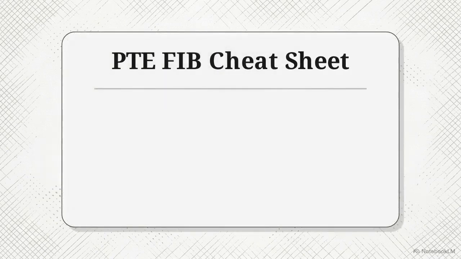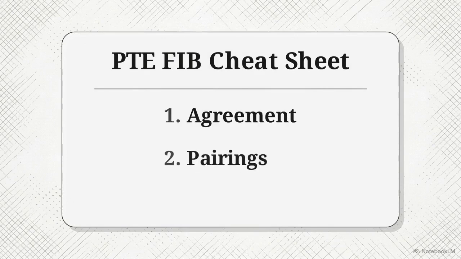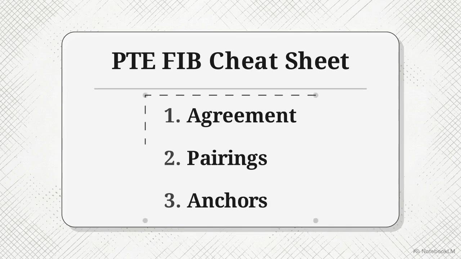Memorize this 3-point checklist. First, count subjects for pronoun agreement. Second, match adjectives with required collocations. Third, scan forward for separated preposition pairs. Applying these mechanical strategies turns every blank into a calculated logic puzzle, eliminating guesswork.